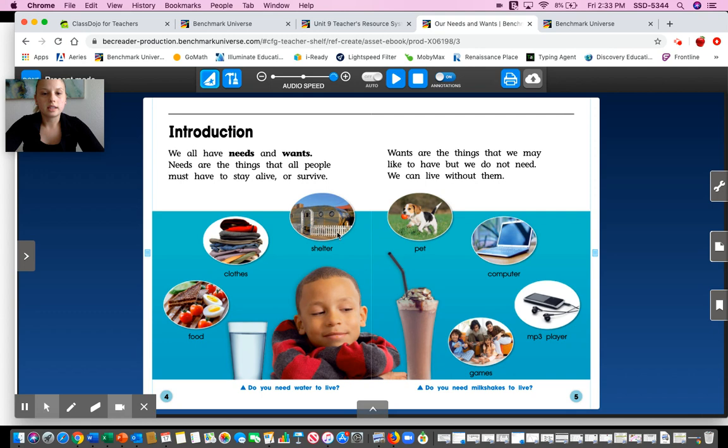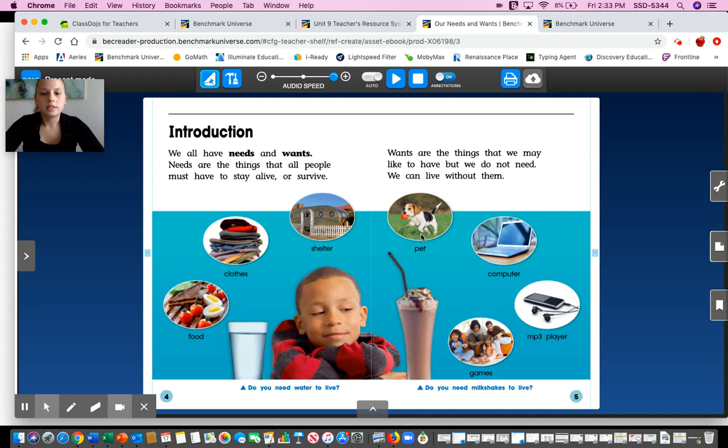Let's take a look at this. This is kind of like the mobile home we saw on the last page, the home on wheels, but this is kind of an RV. And underneath it says shelter. Shelter is something that you need. You need a home. Let's look at this side.